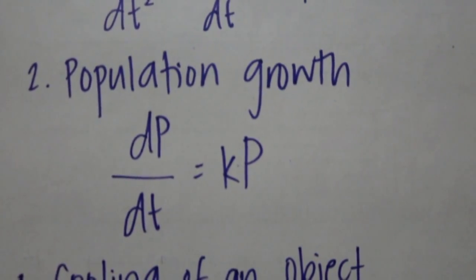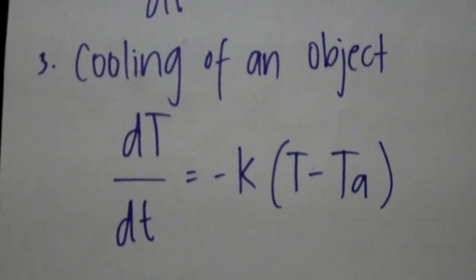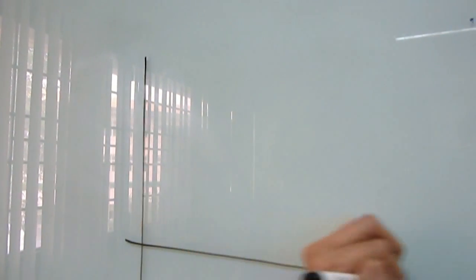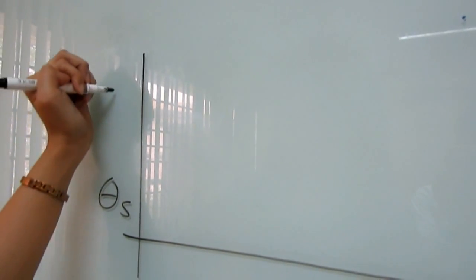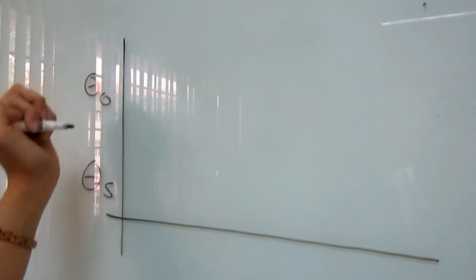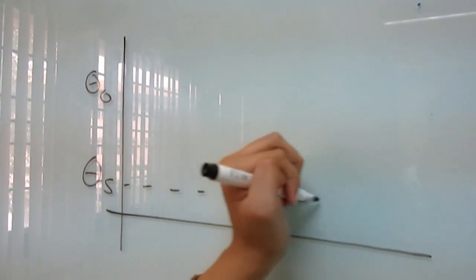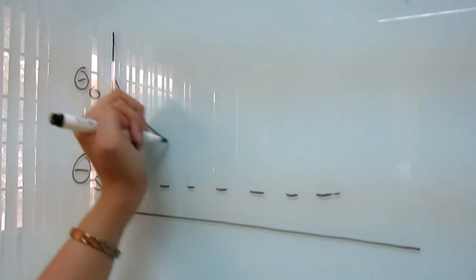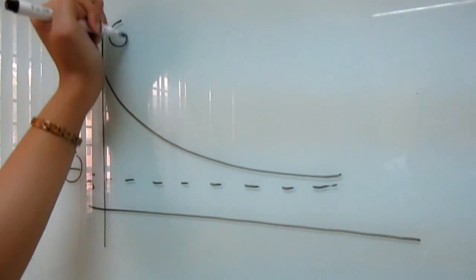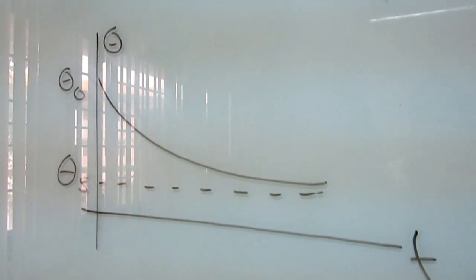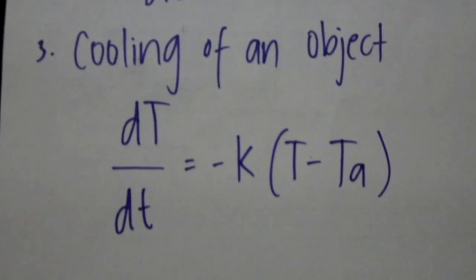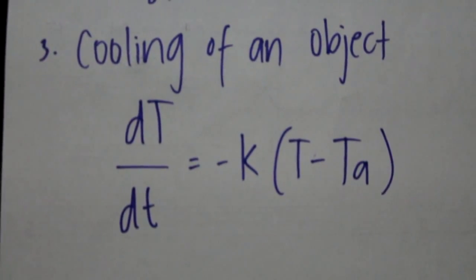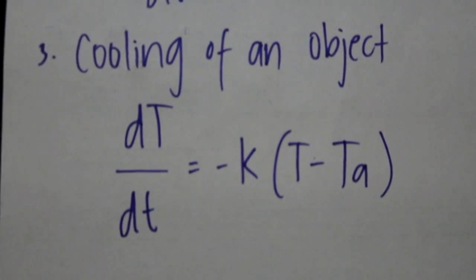Lastly, for cooling of an object. Well, let's say you have an object and you want to model how fast an object cools or heats up. Differential equations can also be useful in this situation. The model is actually called Newton's law of cooling, which says that the rate of change in temperature of an object is proportional to the negative difference of the temperature of the object and the ambient temperature. It can be written like this, where K is the thermal constant of the object.